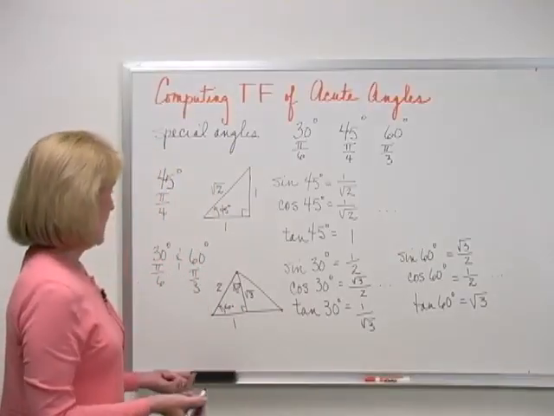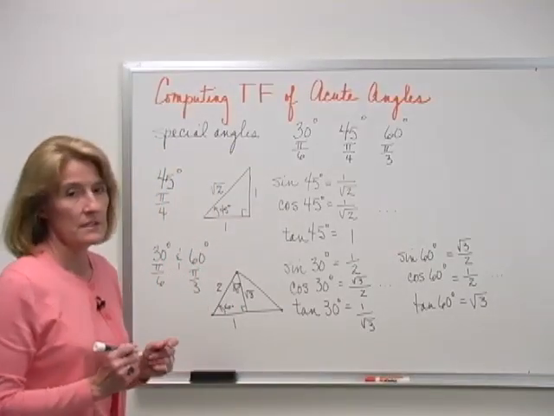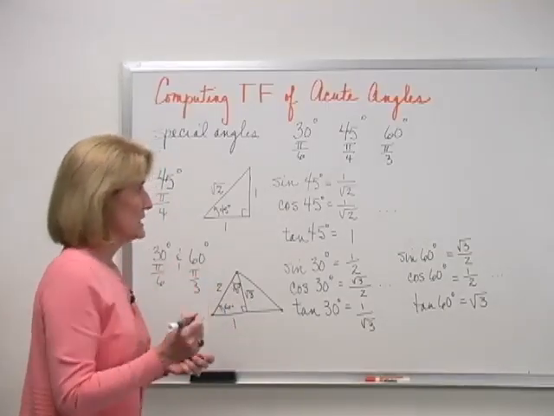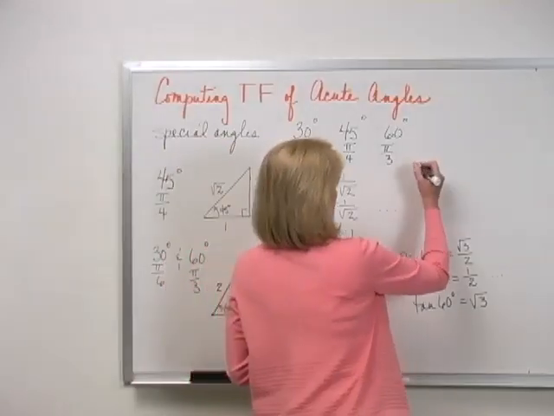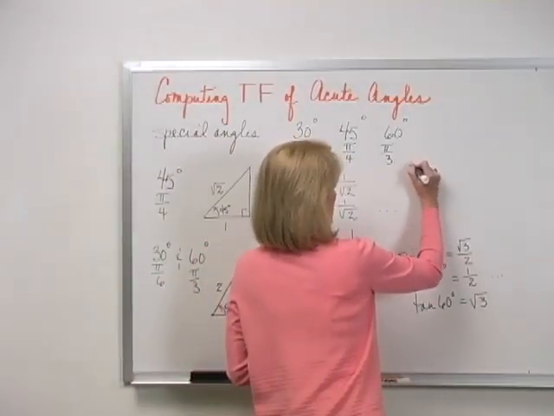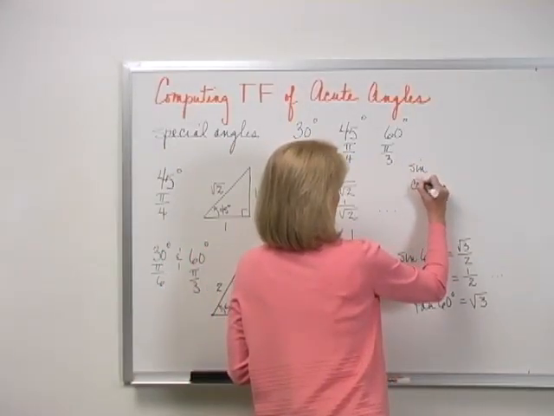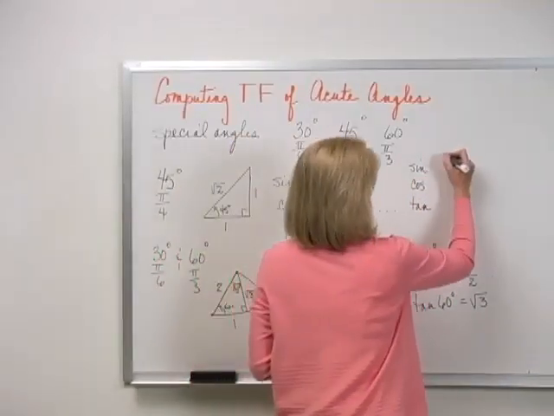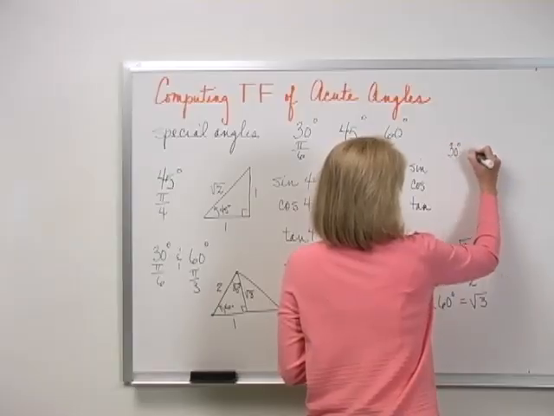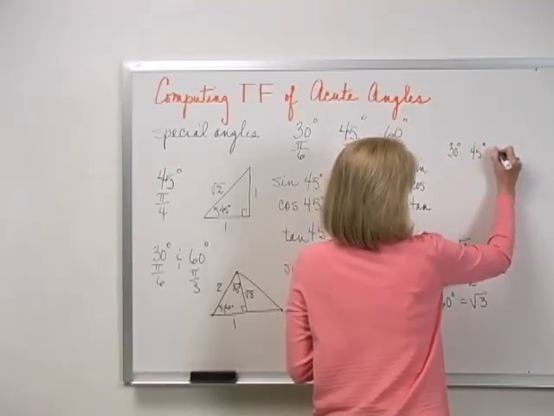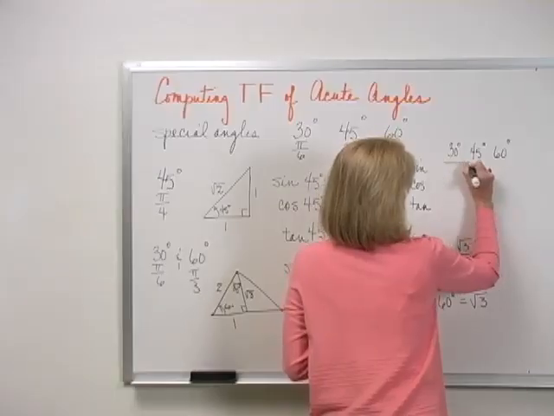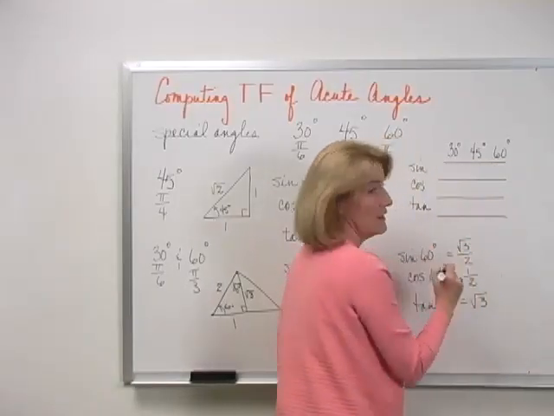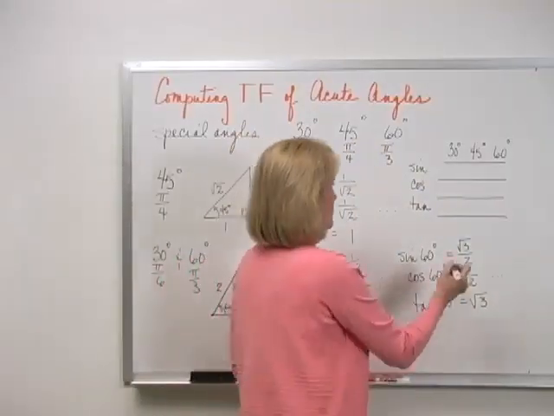Okay, so what do we have here? We have some things that would be very convenient to memorize. So what we want to do is make this little table. You want the sine, the cosine, and the tangent of 30 degrees, 45 degrees, and 60 degrees. And this is something you want to write down over and over again until you are just totally comfortable with it.